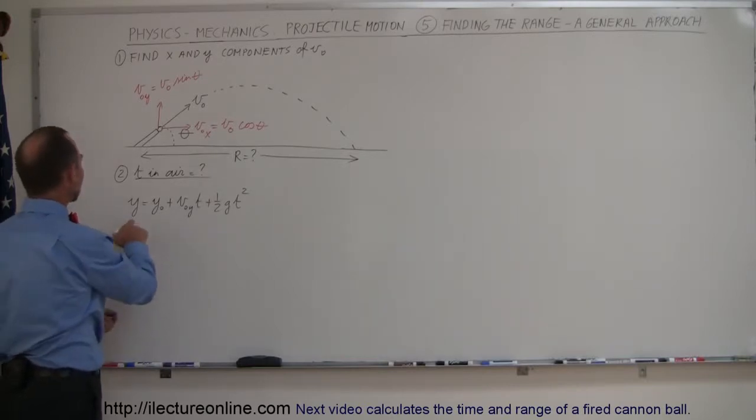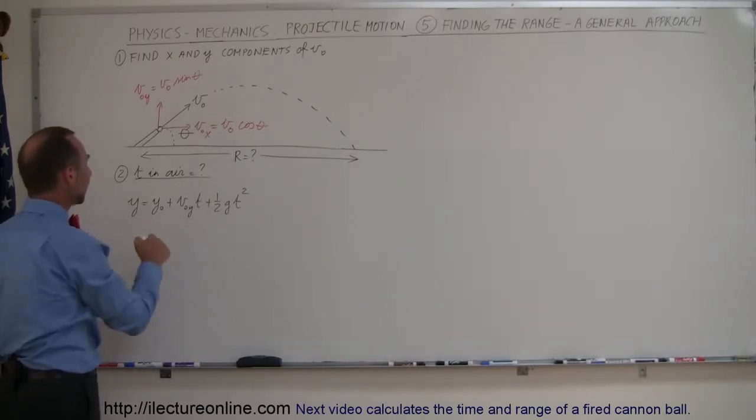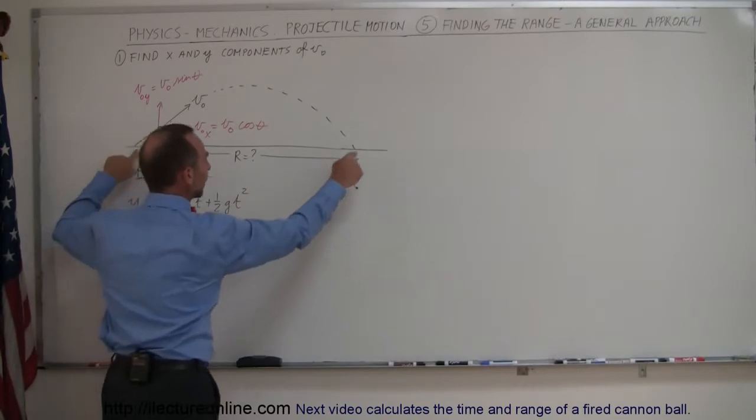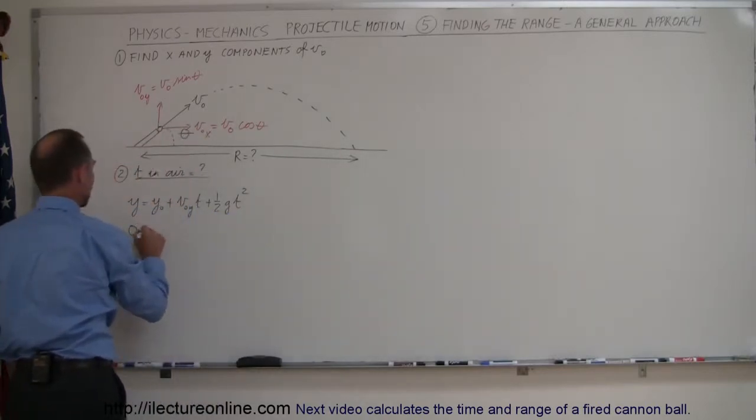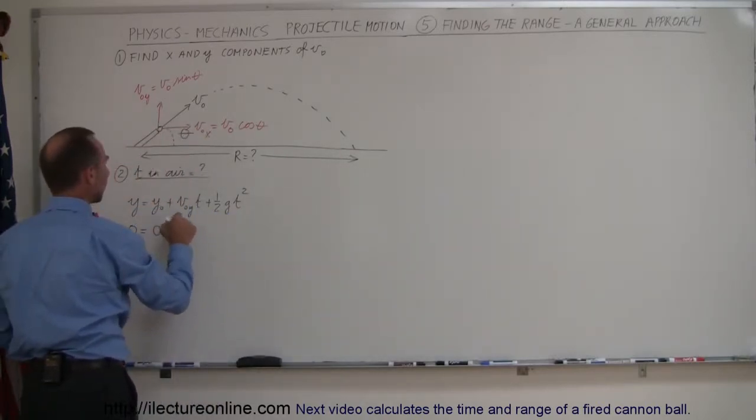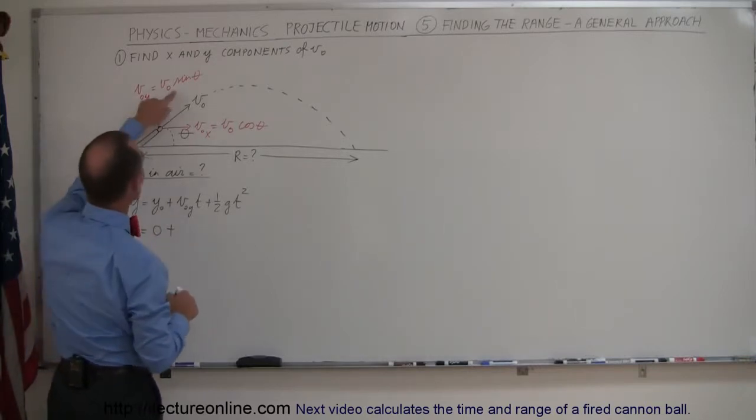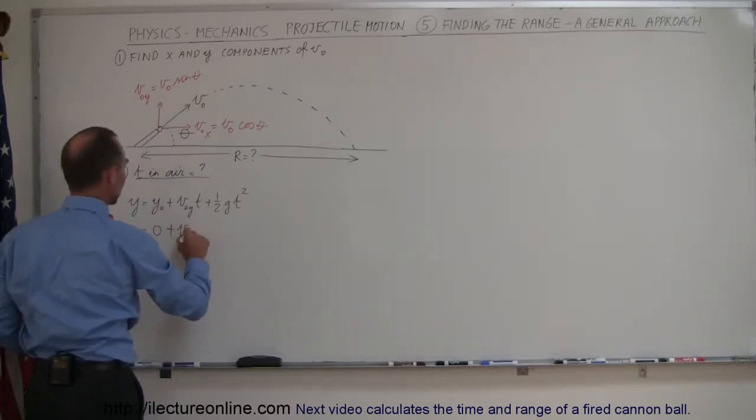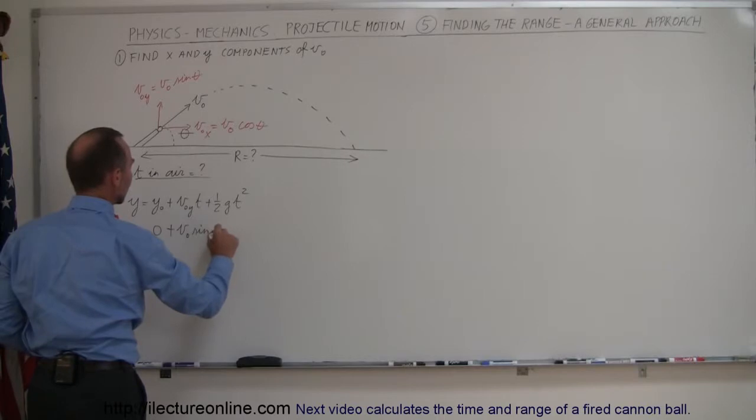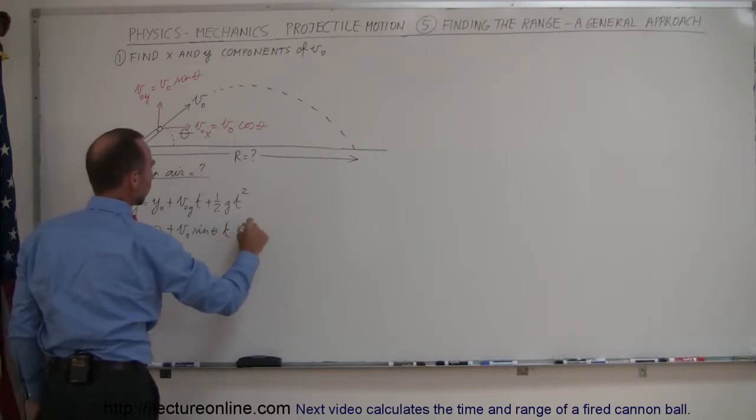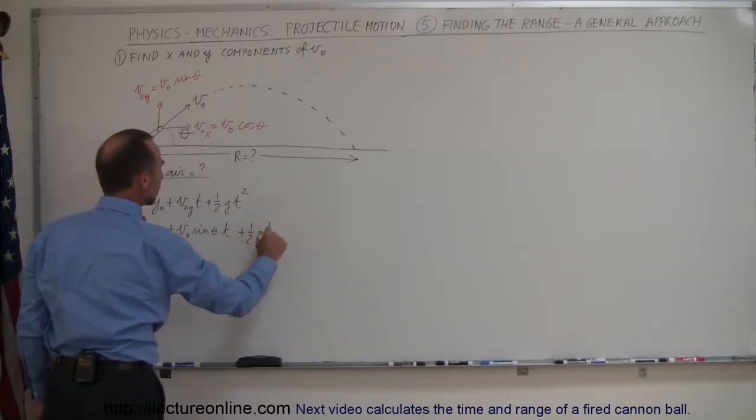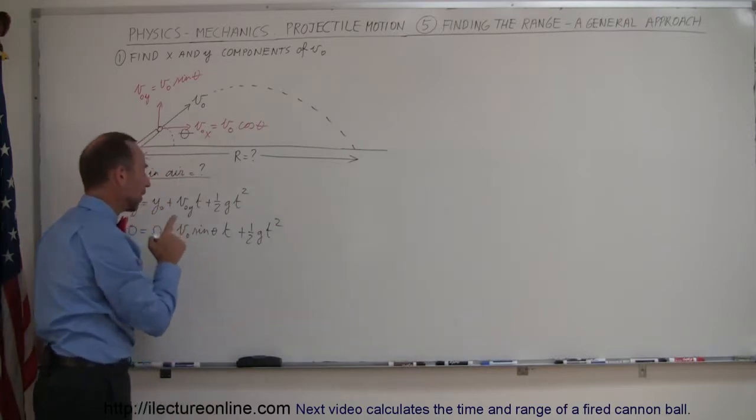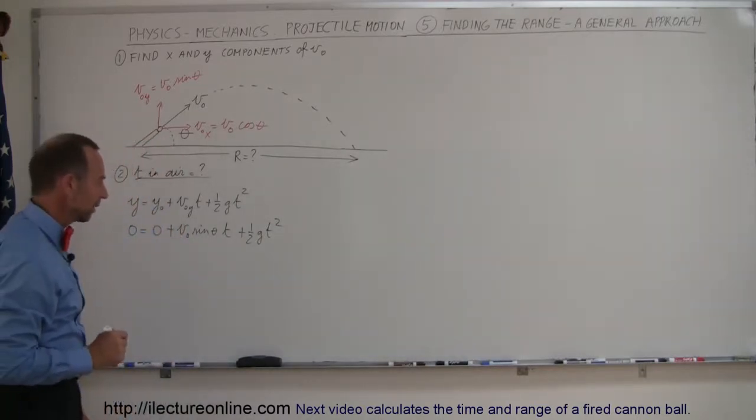All right, now what do we have? Well, our final height and our initial height will have to be 0 because it starts on the ground and it ends on the ground. So we have 0 equals 0 plus, what's our v initial in the y direction? Well, we have it right here, which is v initial times the sine of theta times t plus 1/2 g t squared. And now we have to solve this equation for time.